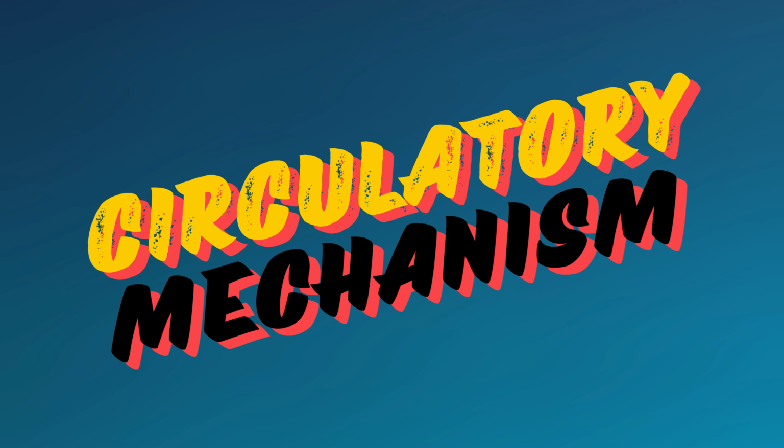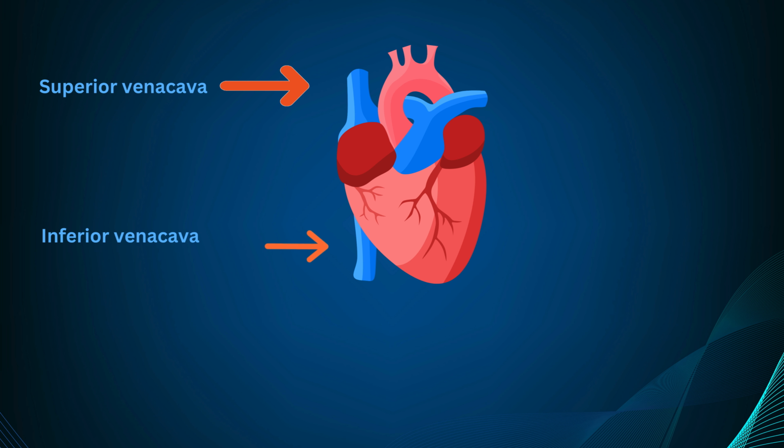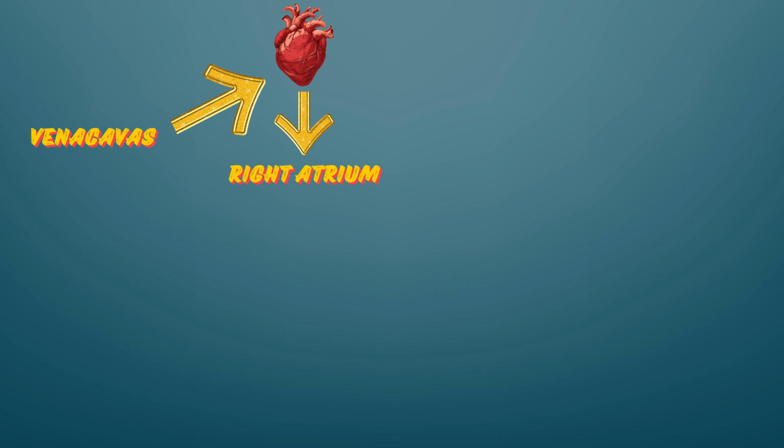Let's discuss how the blood circulates through the heart. Blood enters the heart through 2 large veins, the inferior and superior vena cava, emptying oxygen-poor blood from the body into the right atrium of the heart. As the atrium contracts, the blood flows from the right atrium to the right ventricle through the open tricuspid valve.